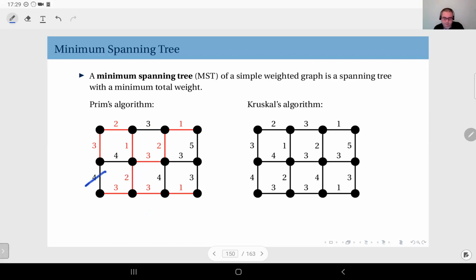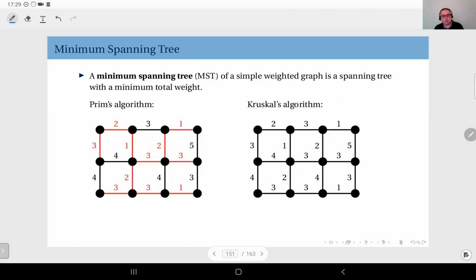And this is out, this is out, this is out, this is out. This one or this one or this one are my candidates. So I will have to select one of the 3s. This one is selected. Therefore, this completes my minimum spanning tree.